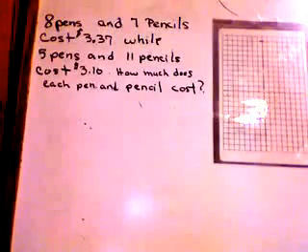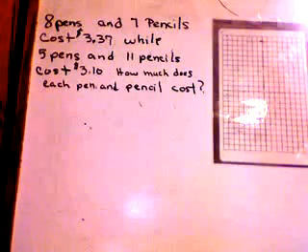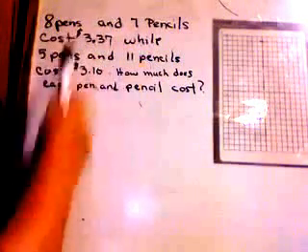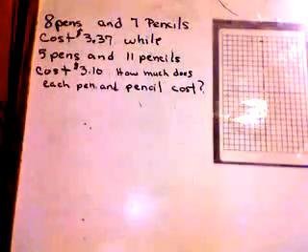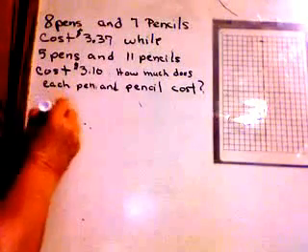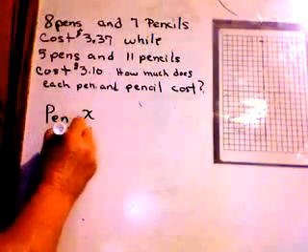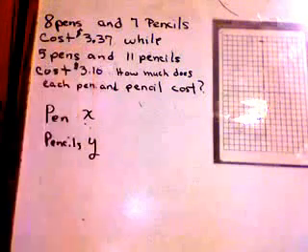Okay, in this section we're going to be solving word problems, but the directions tell you to use a system, which means to use two variables when you're solving the equation. So if you read the problem, we're talking about 8 pens and 7 pencils cost $3.37. 5 pens and 11 pencils cost $3.10. So let's let the pens be X and the pencils be Y, and then try and set up a system that represents this problem.